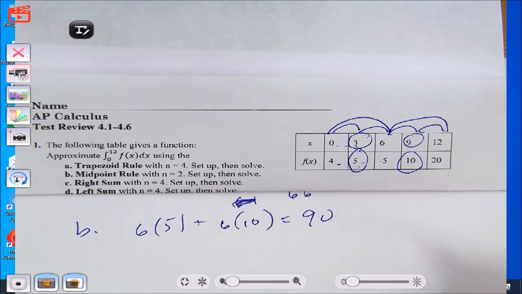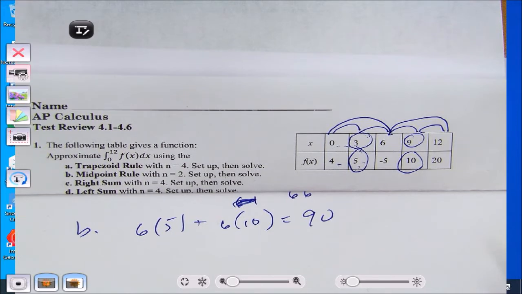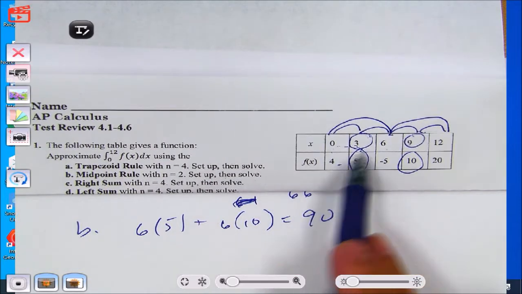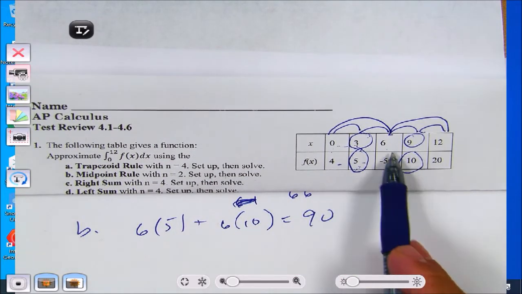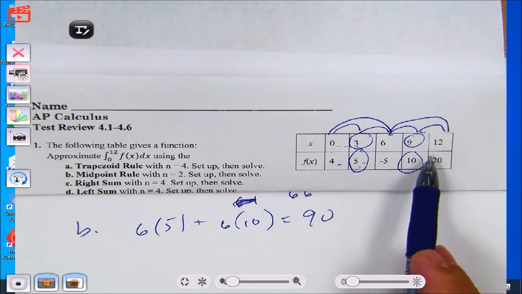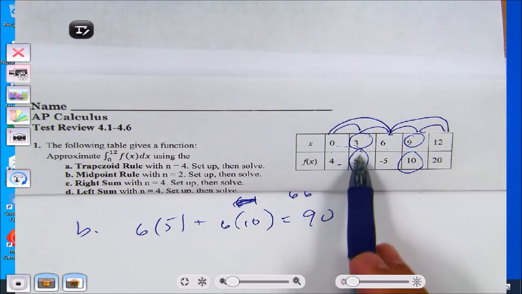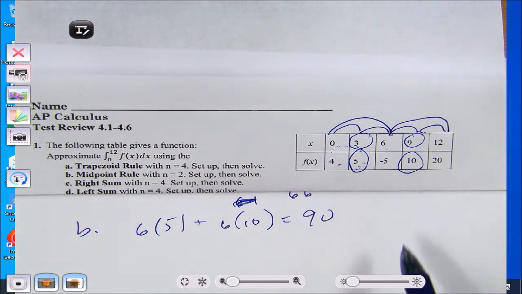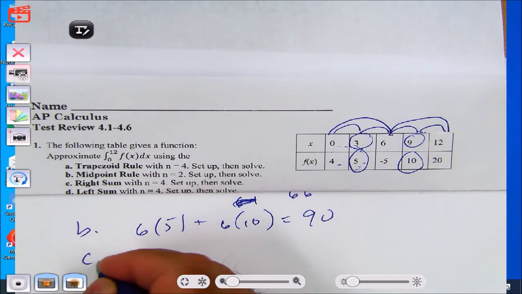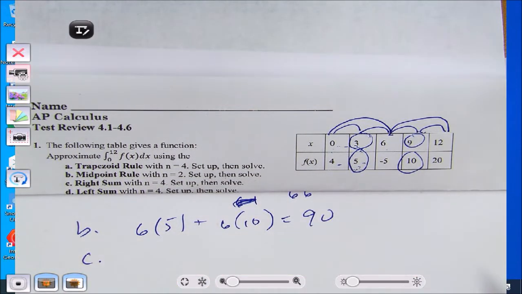Sorry. Please let me know if you can't see what I'm writing. Okay, so I'll say it again. The width was 6, the height was 5. The width is 6 again because it's uniform width, and the height was 10. So the midpoint is using the middle number in the subinterval. So you're always going to use where you draw the line and it comes down right there in the middle. That's always the number you use multiplied by the two bottom numbers.